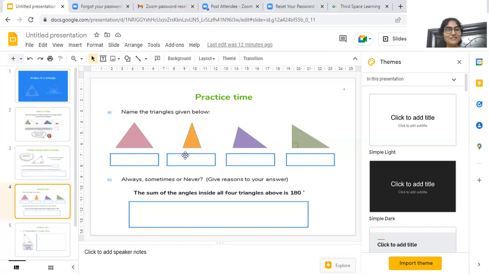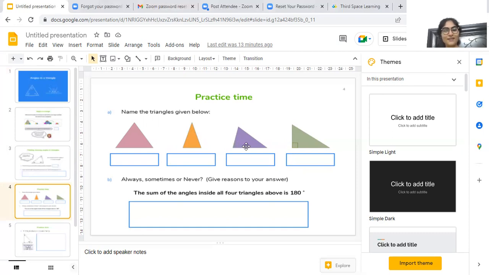Okay, let's move to the next one. What can we say about the second one now? You are saying that it's an isosceles triangle. And how did you know? Again, here you can say that this side and this side are equal to each other. It's looking like that. Yes, it is an isosceles triangle.